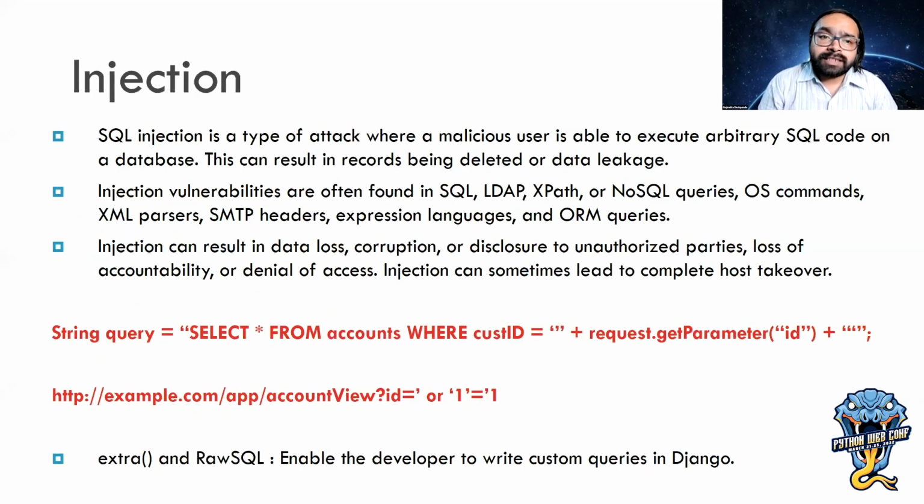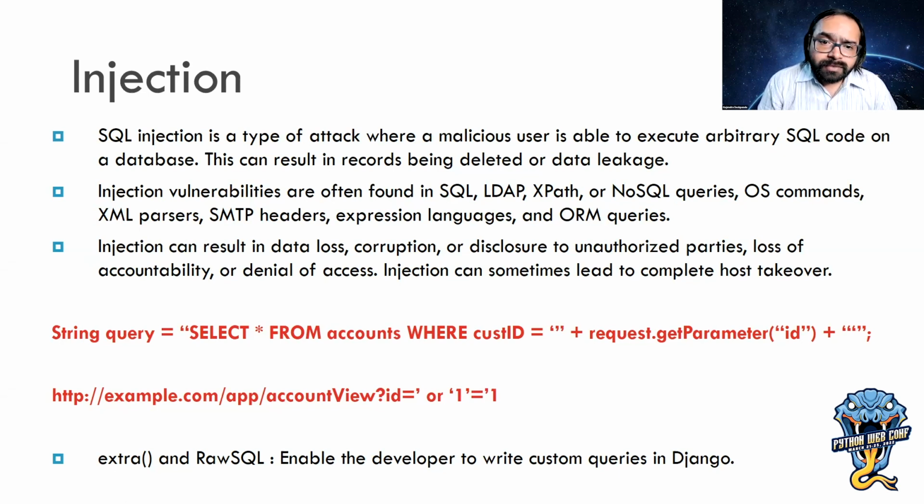Now let us first see the injection attacks. There are lots of different types of injection attacks, and the most popular one is SQL injection. SQL injection is a type of attack where a hacker is able to execute arbitrary SQL code on a database. Note that this arbitrary SQL code is malicious code. This can result in records being deleted or data leakage, but most of the time it is used for data leakage.